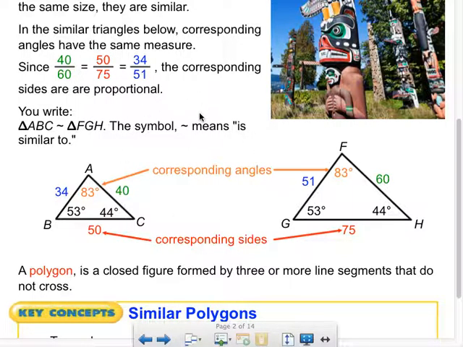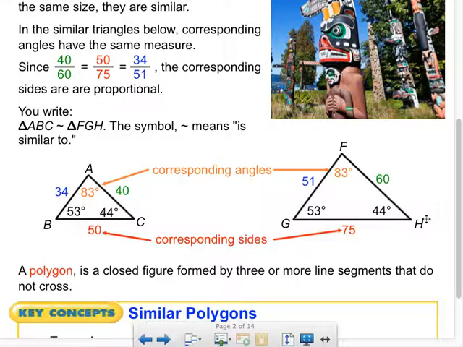They form equivalent ratios. Now notice, what do you notice about all the numerators here? Where did they come from? Which triangle did they come from? The one on the left, which is the smaller one. Look at the denominator. Which triangle do the values in the denominators come from? The one on the right.